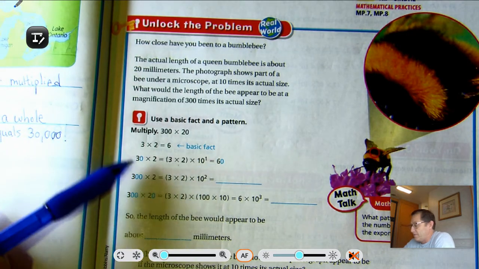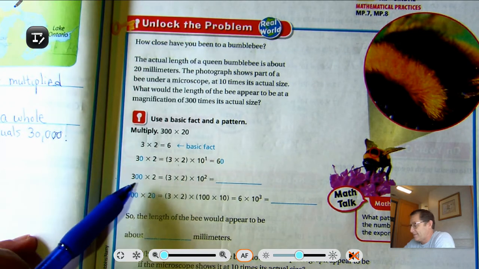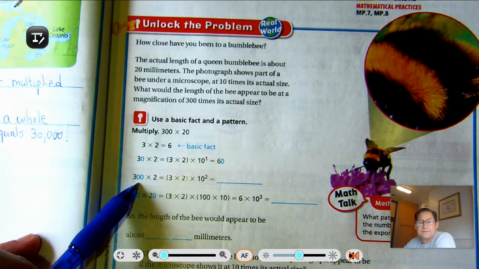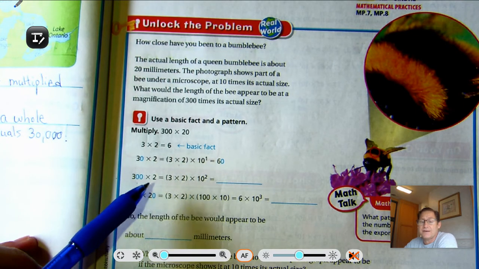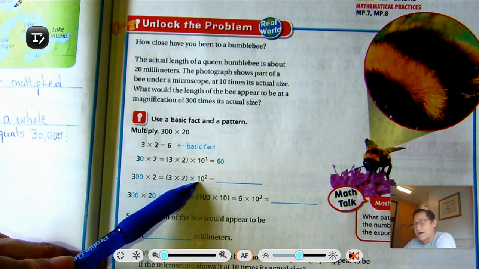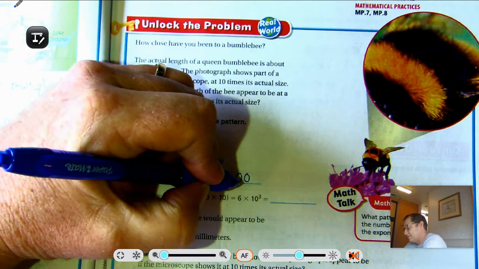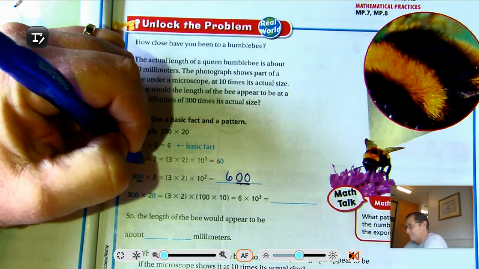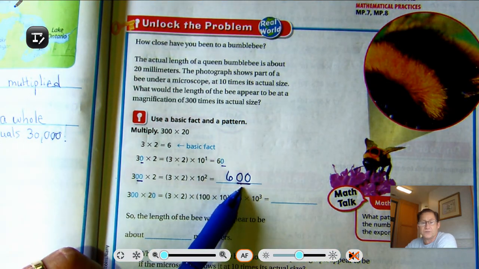All right, so then if we go to 300 times 2, we still have the basic math fact of 3 times 2, but this time we have the second power of 10. This time we have 3 times 2 times the second power of 10. Okay, so we're multiplying 6 by 100. So in that case, we would have 600. Okay, so again, second power of 10, our number ends in 2 zeros.